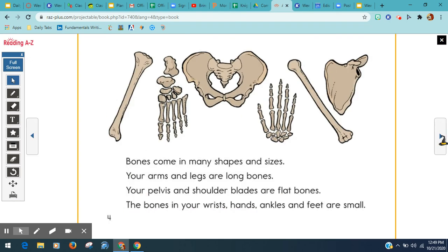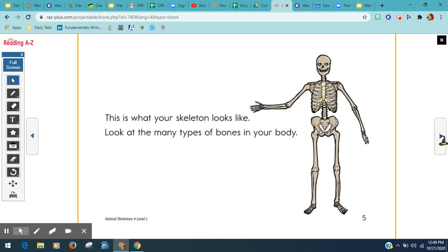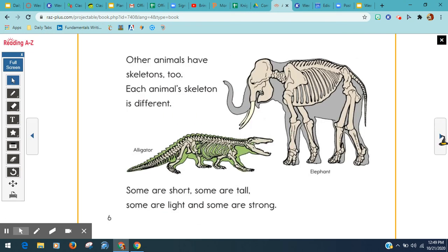Bones come in many shapes and sizes. Your arms and legs are long bones. Your pelvis and shoulder blades are flat bones. The bones in your wrists, hands, ankles, and feet are small. This is what your skeleton looks like. Look at the many types of bones in your body. Other animals have skeletons too. Each animal's skeleton is different. Some are short, some are tall, some are light, and some are strong.